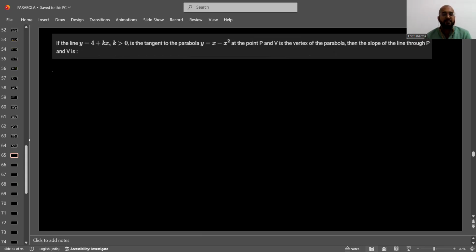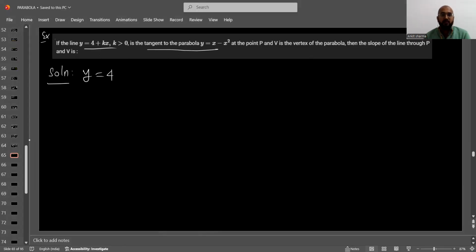Let's see one more. So it is said that if the line is tangent to the parabola y equal to x minus x square at the point P, and V is the vertex of the parabola, then the slope of the line through P and V is what? So no issue. This line is a tangent to the parabola at the point P. We can do one thing. This line is tangent to the parabola, already we know.